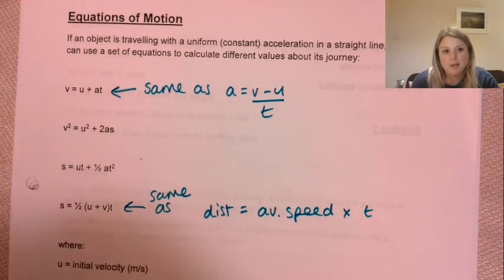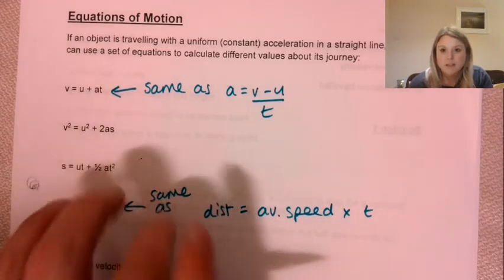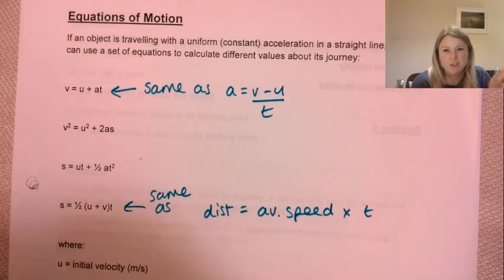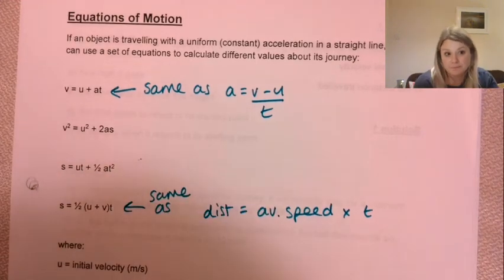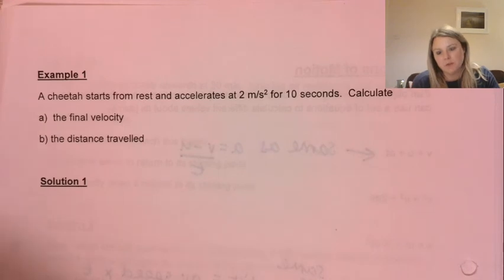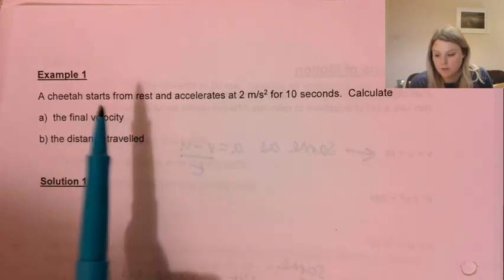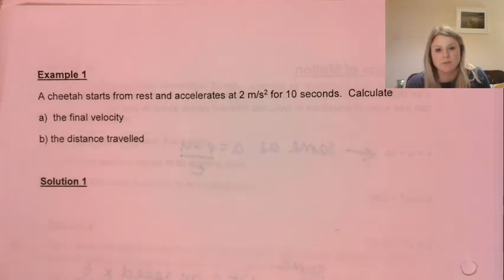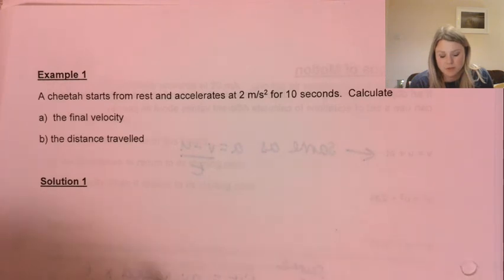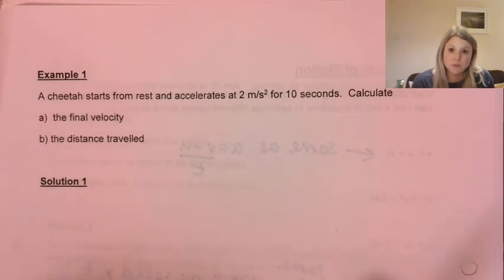Okay, we're going to do some examples using these, and I'm going to show you for a couple of them two different methods. One method using these and one method that you would use if you hadn't learnt these equations. Okay, so page 172 then. A cheetah starts from rest, so that means u is 0, accelerates at 2 meters per second squared for 10 seconds. Calculate the final velocity and then the distance travelled. So our solution that we're going to do first of all is the one using these new equations of motion, and then we're going to do the way you would have to do this question if you didn't know the equations of motion, which is actually way more awkward.